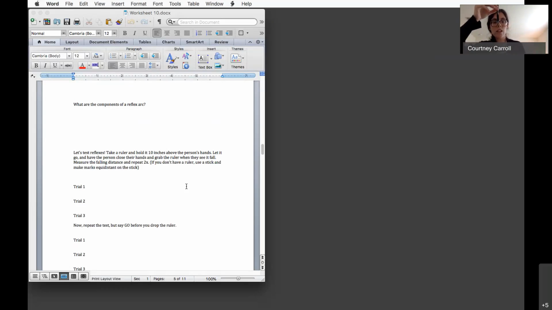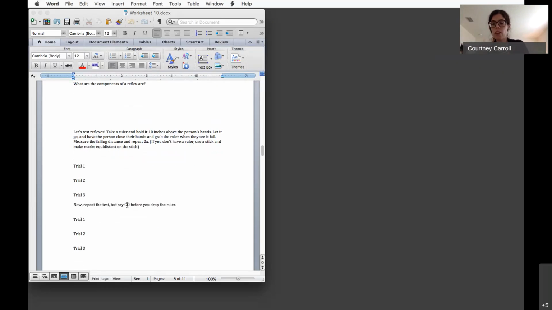They're going to hold the stick about 10 inches above your hands. They're going to drop it and you're going to clap your hands down, and you're going to measure how far the stick fell, to the top of your hands. So let it fall, clap, fell 5 inches. You do that 3 times. The next iteration, right before they drop the stick, they say go, and you do that again 3 times. And you see, does the word go help you with your reflexes, to help you go faster?